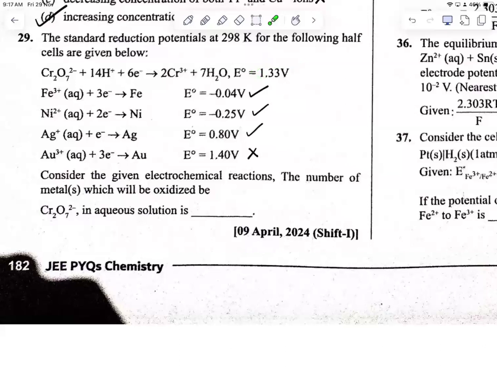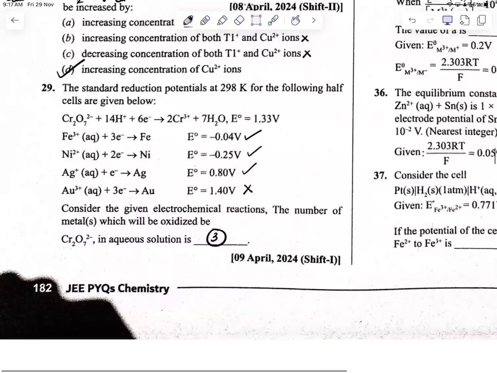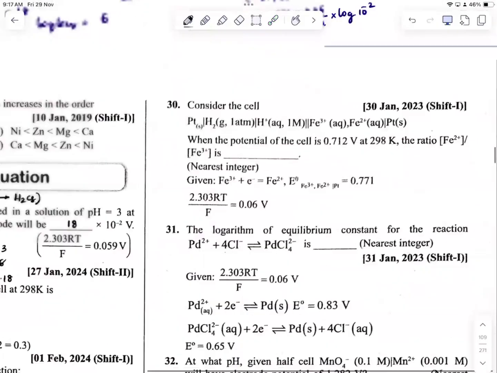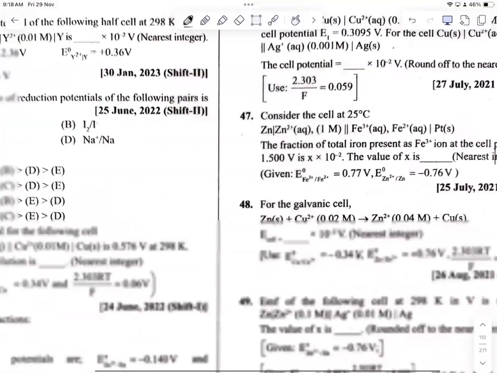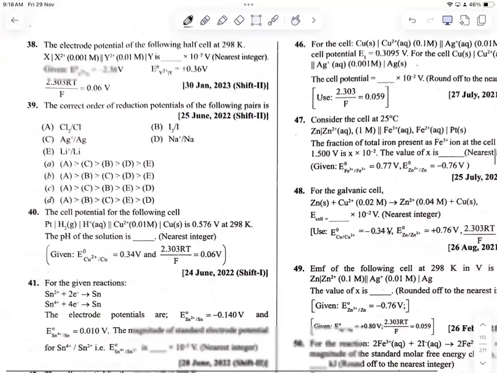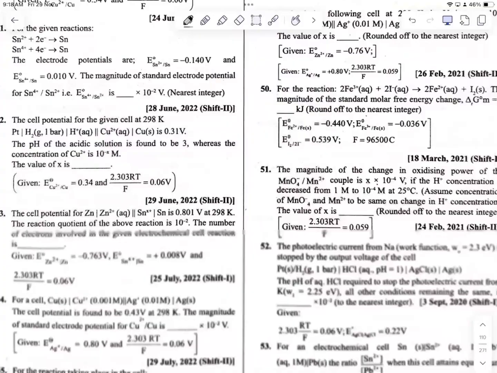So which means how many metals? Iron, nickel, silver. All three can be oxidized and dichromate can be reduced. So therefore, how many? Three in this case. Got it? Next. Right. So these are the types of questions that were asked from the Nernst equation.